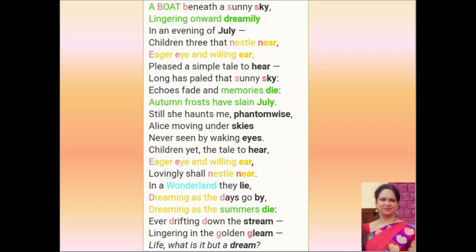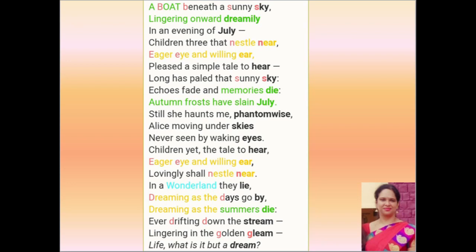Here in the poem, the green colored sentences are instances of personification. These sentences belong to personification. "A boat lingering onward dreamily." A boat is given a human quality of lingering onward, and it dreams too. So a boat is given a human quality, a human trait. "Memories die."